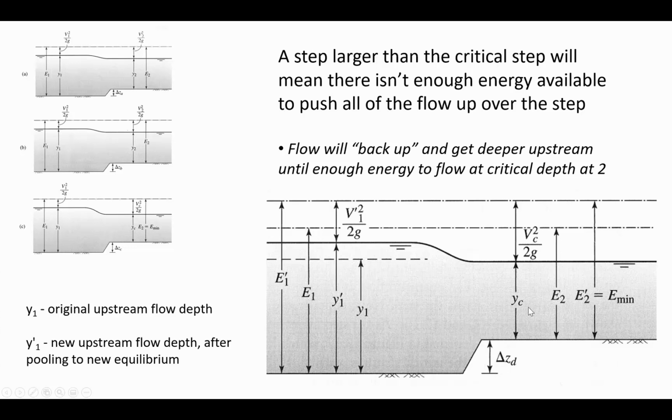So Y sub C, you'll notice in this diagram, this is kind of showing what happens after pooling. It's going to flow at the most efficient depth possible, which is the critical depth. The pooling will occur upstream until there's just barely enough energy to get over the obstruction. And so the minimum amount of specific energy that's required to get over the obstruction is associated with critical flow depth, YC.